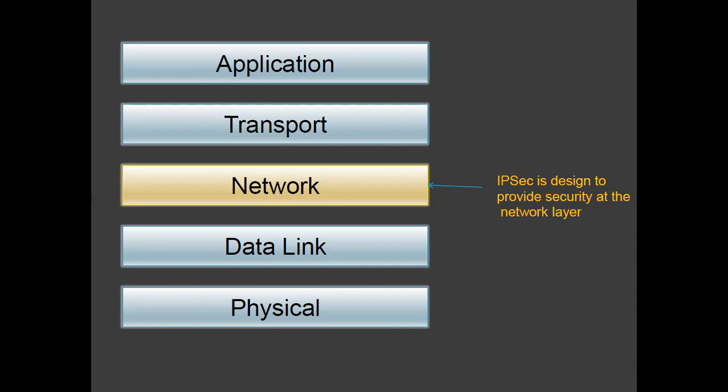IPsec is basically a collection of protocols designed by the Internet Engineering Task Force, that is IETF, to provide security for a packet at the network layer. The network layer in the internet is often referred to as the Internet Protocol, or we always call it the IP layer. So IPsec helps to create authenticated and confidential packets for the IP layer.